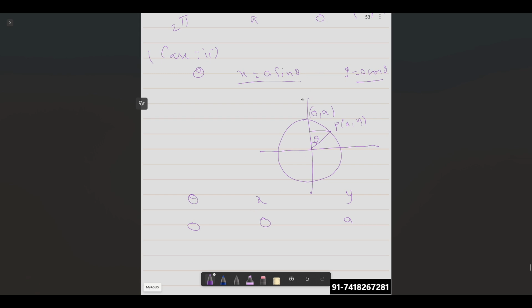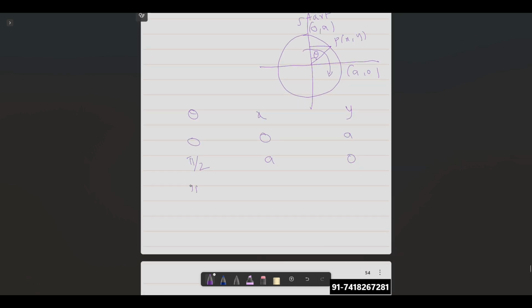This is the point. So the start point is here, and then if you change the angle to pi by 2, 90 degrees, sin 90 is 1 and cos 90 is 0, so that means a comma 0. A comma 0 is nothing but this point. It starts here, and then you will arrive at the points in the clockwise direction.